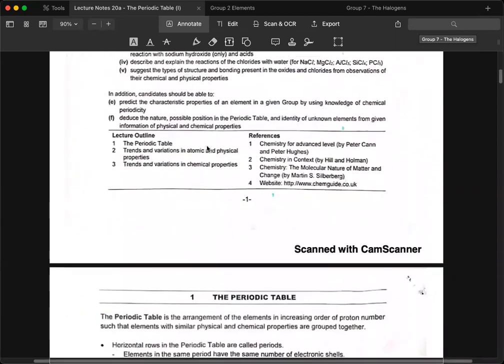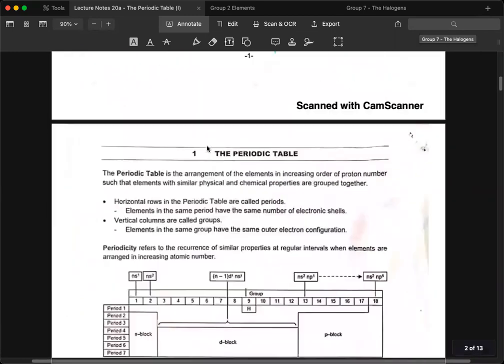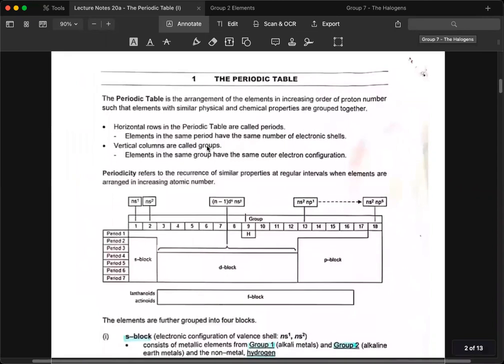Now, I'm going to start with what is the periodic table, the introduction, and what is periodicity in this topic. All right, so what is the periodic table? It's the arrangement of elements in increasing order of proton number, such that elements with similar chemical and physical properties are grouped together. So it's actually a very organized way to organize the elements that are similar in physical and chemical properties. The horizontal rows are periods.